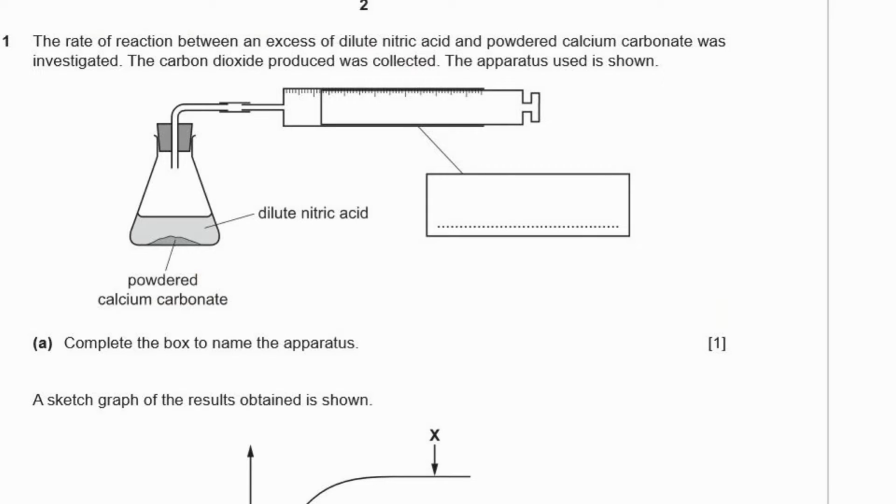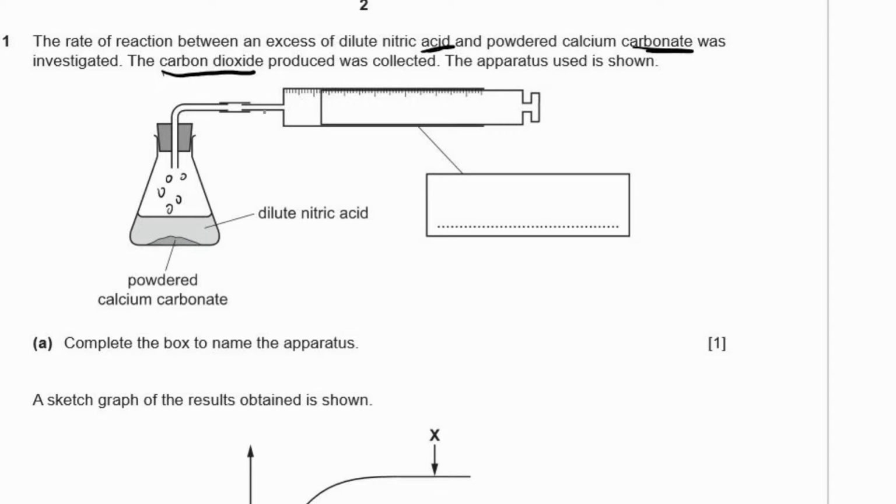Question 1. The rate of reaction between an excess of dilute nitric acid and powdered calcium carbonate was investigated. The carbon dioxide produced was collected, and the apparatus used is shown. Okay, so we have nitric acid plus powdered calcium carbonate. Acid plus a carbonate produces carbon dioxide. All right, so we have our powdered calcium carbonate in the bottom with dilute nitric acid. It's going to be producing little bubbles of carbon dioxide.